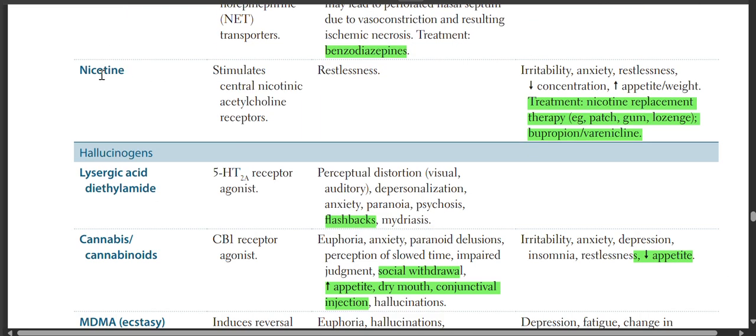And then we have nicotine, usually in cigarettes, so inhalation. And nicotine activates the nicotinic receptors across the entire body.